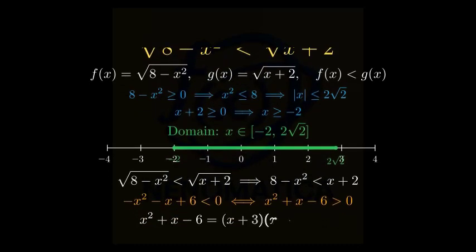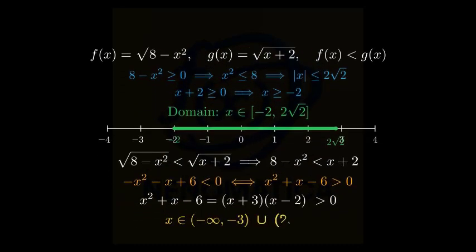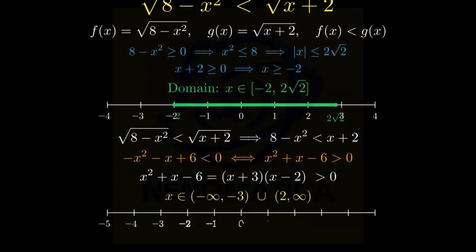Step 3. Solve the quadratic inequality. Factor x squared plus x minus 6 as x plus 3 times x minus 2. The critical points are negative 3 and 2. Because the parabola opens upward, the expression is positive outside the roots. So the solution is x in the union of negative infinity to negative 3 and 2 to infinity.